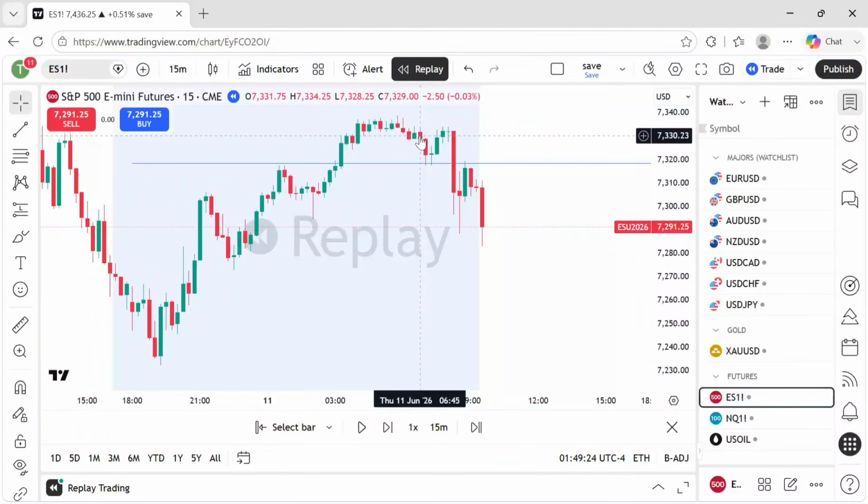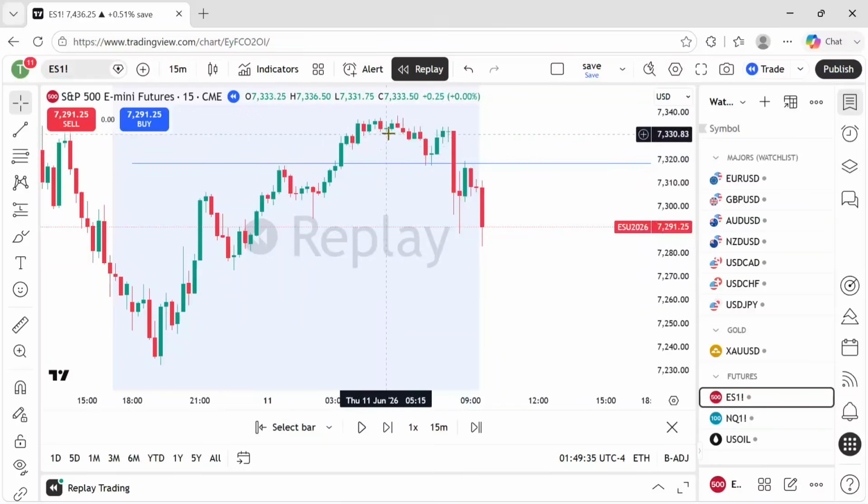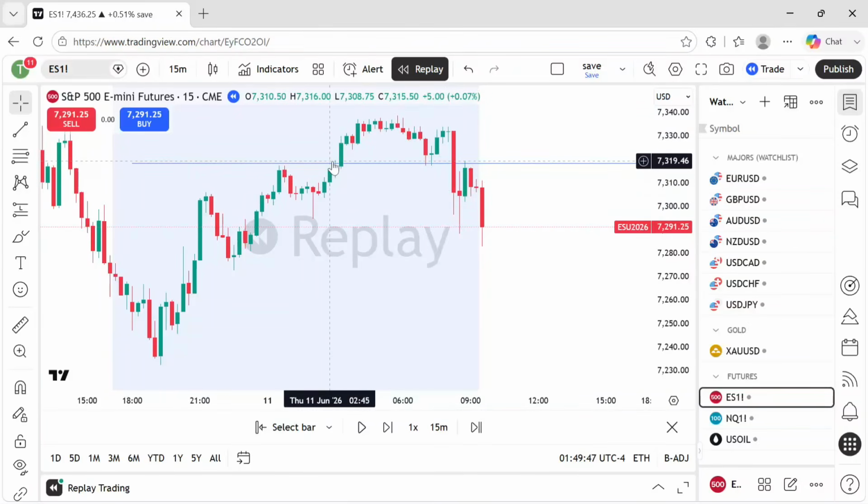So now that you know, okay, I'm pairing a 4-hour with a 15-minute for structure. If the 4-hour has the number 3, the number 2 candle, the bullish failed 2, some type of bullish signature from London going into New York, you're going to use that information and pair it with a 15-minute. So you can see how strong this looks, but you're not fooled by it because you're pairing it with the strat. That's why the strat is so powerful, because you're pairing it to give you the full picture and you're not predicting.